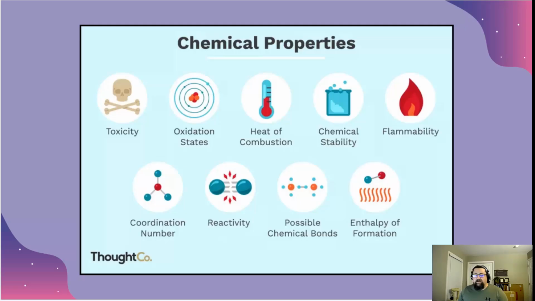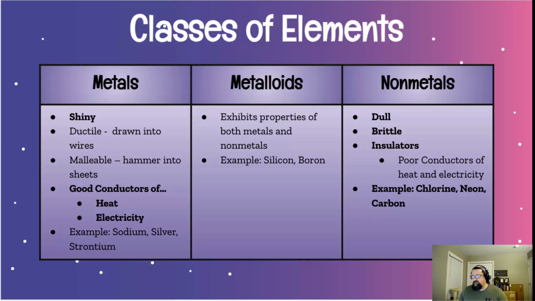Now, on the flip side, some chemical properties are things like toxicity, the oxidation states, heat of combustion, or stability, flammability, reactivity, actual bonding properties. Okay, these are all things that, in order to observe them, we have to change the compound. We have to react it, and so because of that, those are going to be chemical properties.